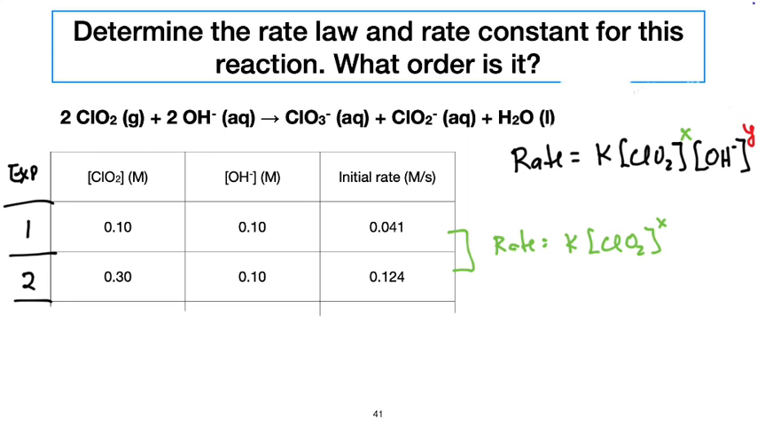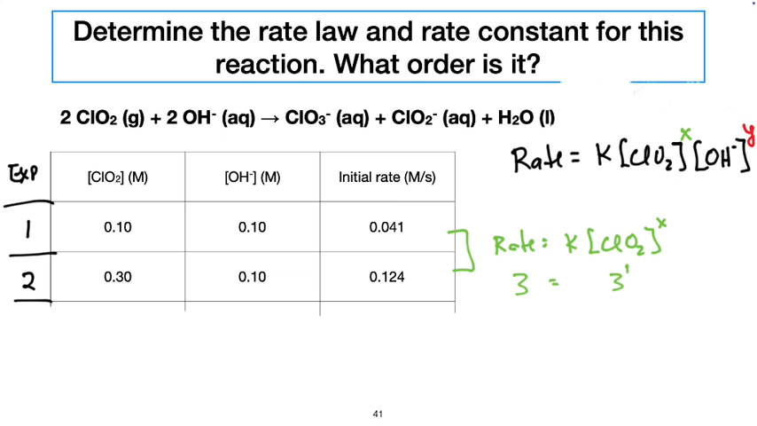Okay? Now that I know that, what happened to the ClO2 concentration? It tripled. So if that goes up 3 times, what happened to my rate? It went up also 3 times. So what must X be for this expression to be true? It has to be 1. Okay? 3 to the first power is 3. And you might be asking, well, what about the K?